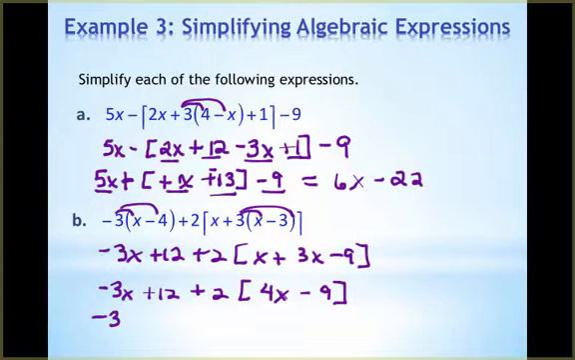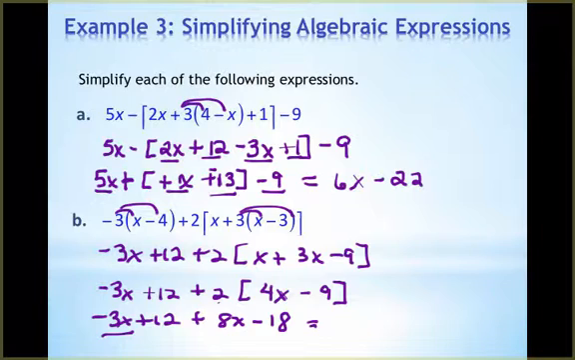Now I can do the distributive property. 2 times 4x would be 8x, and 2 times negative 9 would be negative 18. Combining like terms, negative 3x and positive 8x would be 5x, and positive 12 and negative 18 would be minus 6.